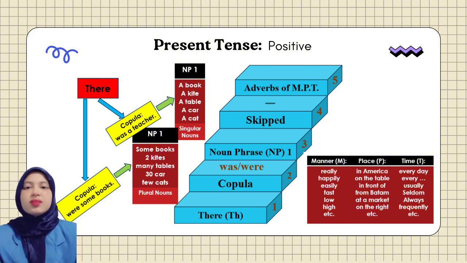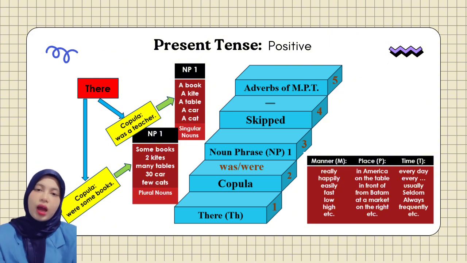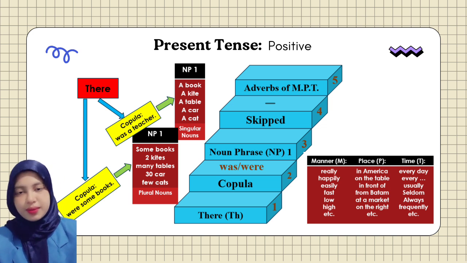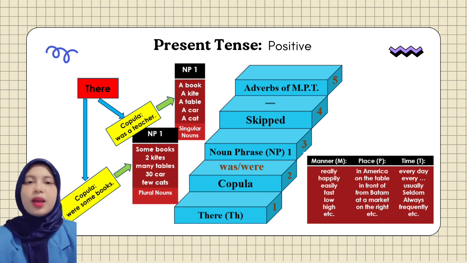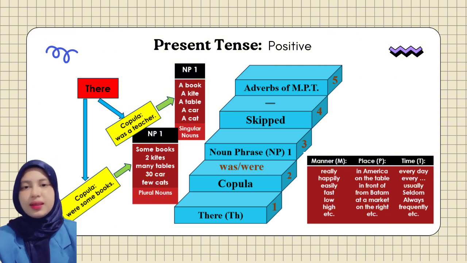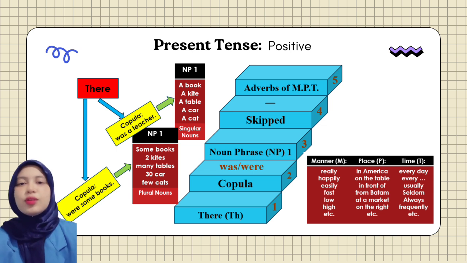Stairs 5, adverbs of manner, place, time. After stating what existed, you can add more detail using adverbs. For the past tense, our time adverbs will reflect past events such as yesterday, last week, two weeks ago, or specific years like in 2020.